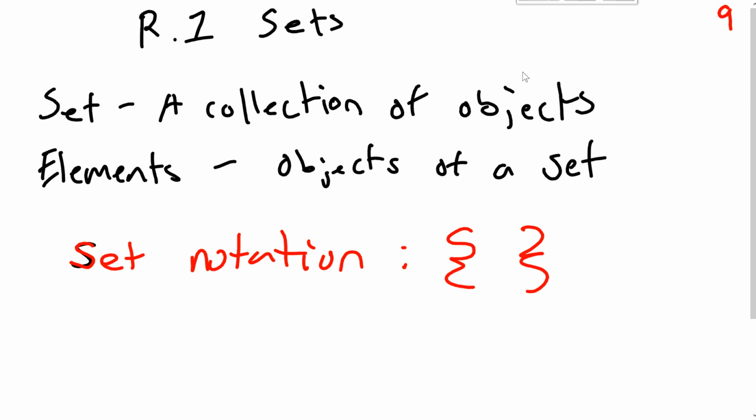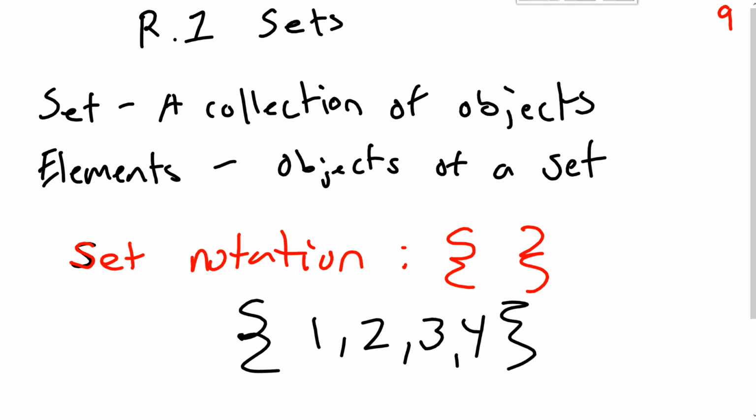A set is a collection of objects, and each thing in that collection is called an element. So an element is just an object within that set. And this is set notation. You use these brackets, so it could be {1, 2, 3, 4}. That would be 4 elements in this set. And so that's a set. It's just a collection of things, and an element is just what's in the set.